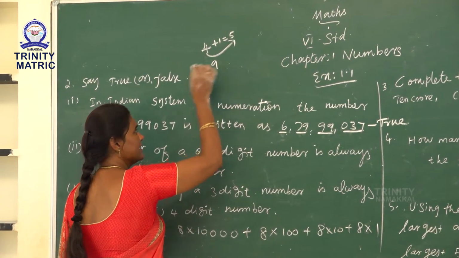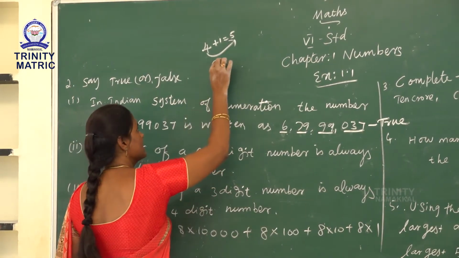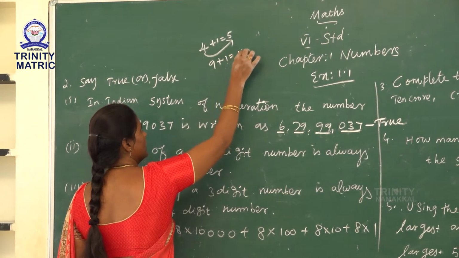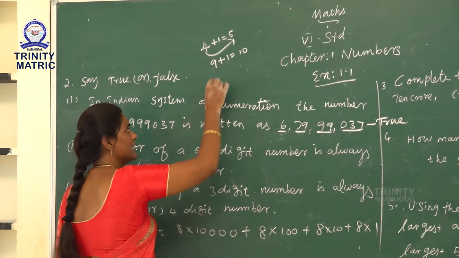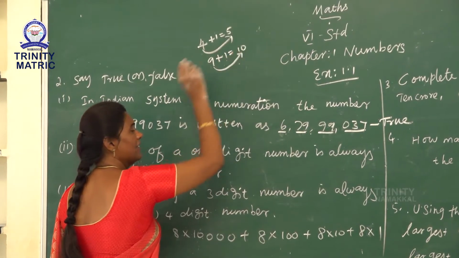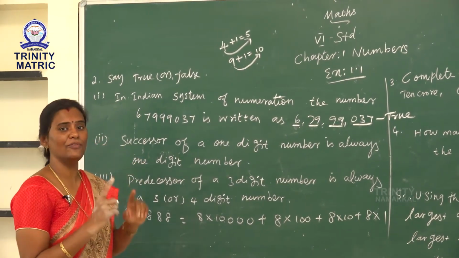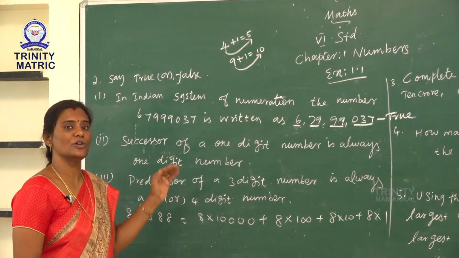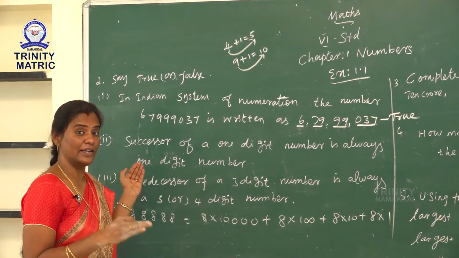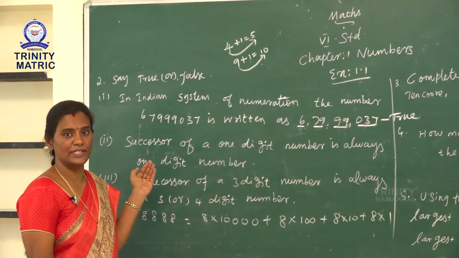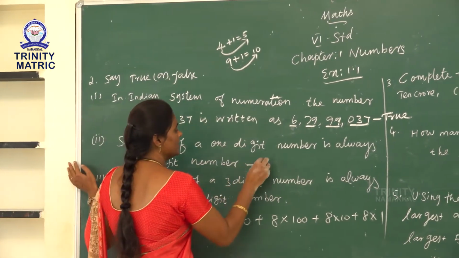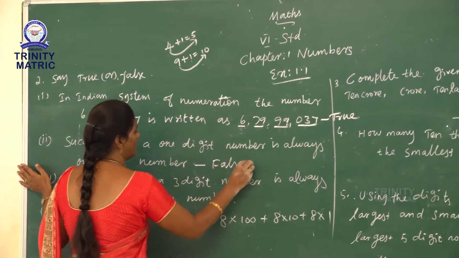Same, what is the successor of 9? Successor of 9 is equal to 10. So, for a 1-digit number, here we have a 2-digit successor. But in that question, successor of 1-digit number is 1-digit number. So, it is wrong. Successor of 1-digit number, it may be a 2-digit number. So, this statement is false.